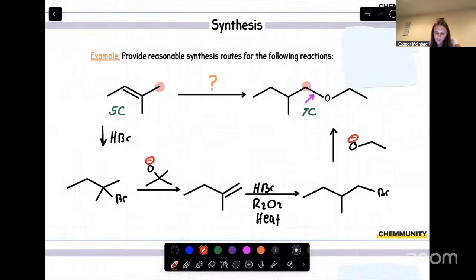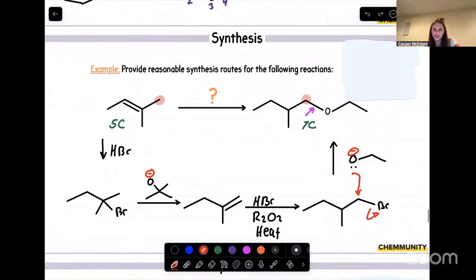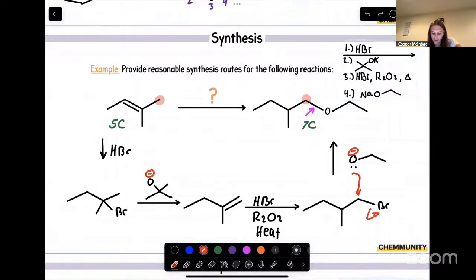Perfect. And then from here, all that's happening is a simple SN2 reaction. Take that electrophilic carbon, kick out our bromine, and then just by doing that, we now have our final product. And then in terms of the order of the reagents that we used for the synthesis question, here we go. And I even included some of those spectator ions, whether it's sodium or potassium as well.